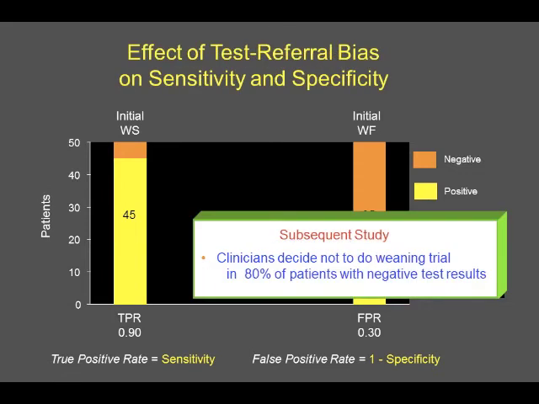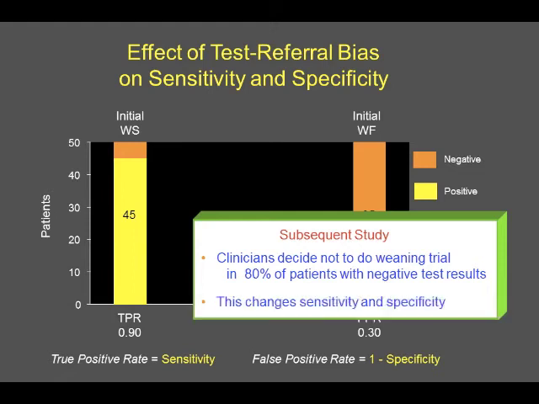Of the 50 failure patients, 35 have negative test results, so the false positive rate is 0.3, or the specificity is 0.7. In a subsequent evaluation of this index, clinicians decide not to do a T-tube trial in 80% of patients with negative test results. This changes both the sensitivity and the specificity of the test.